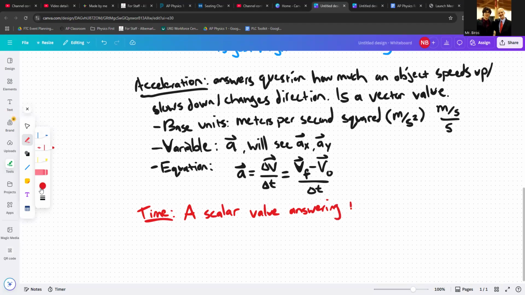answering the question, how long it takes an object to move.